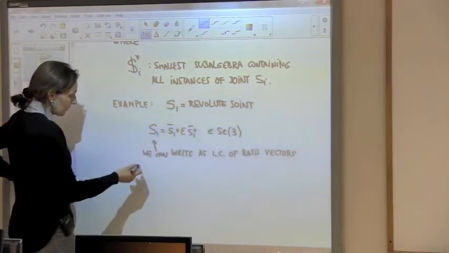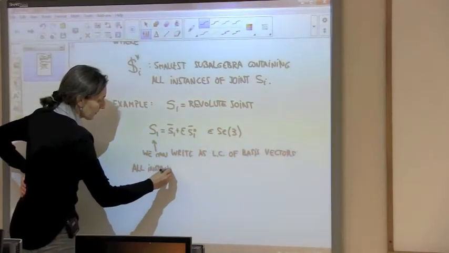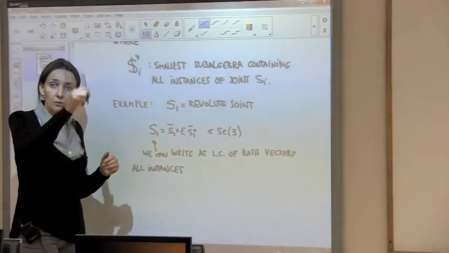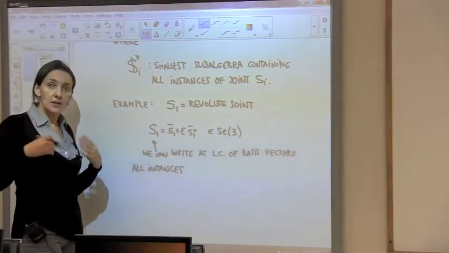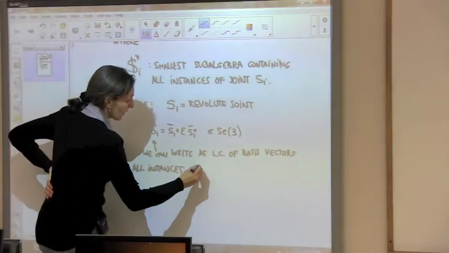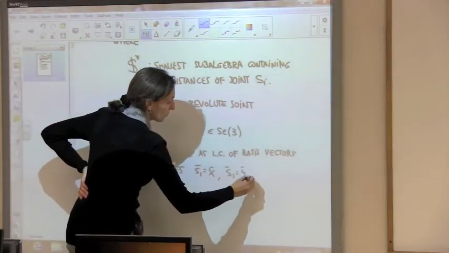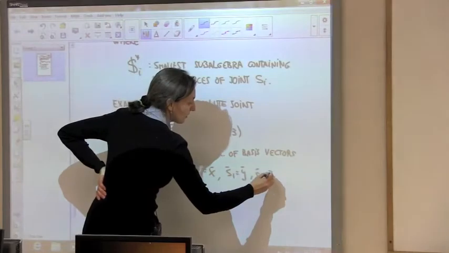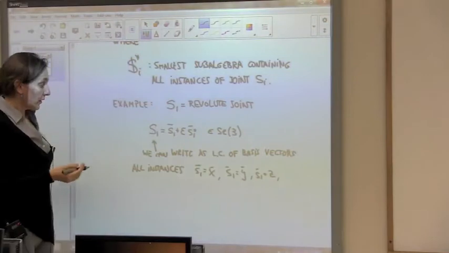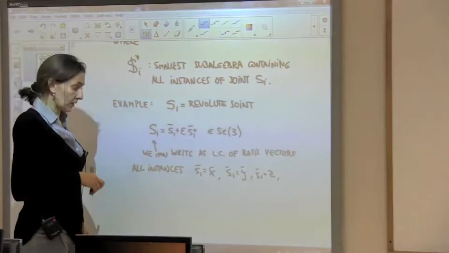So you have all instances you could have. Because we are doing design, we don't specify how this joint is. It could be oriented in the X, in the Y, in the Z, in any possible combinations. So that space has to have S1 equal X, it has to contain S1 equal Y, it has to contain S1 equal Z, and all possible combinations of those, general orientation, and then it has to contain any possible point. It could be located anywhere in space, okay?